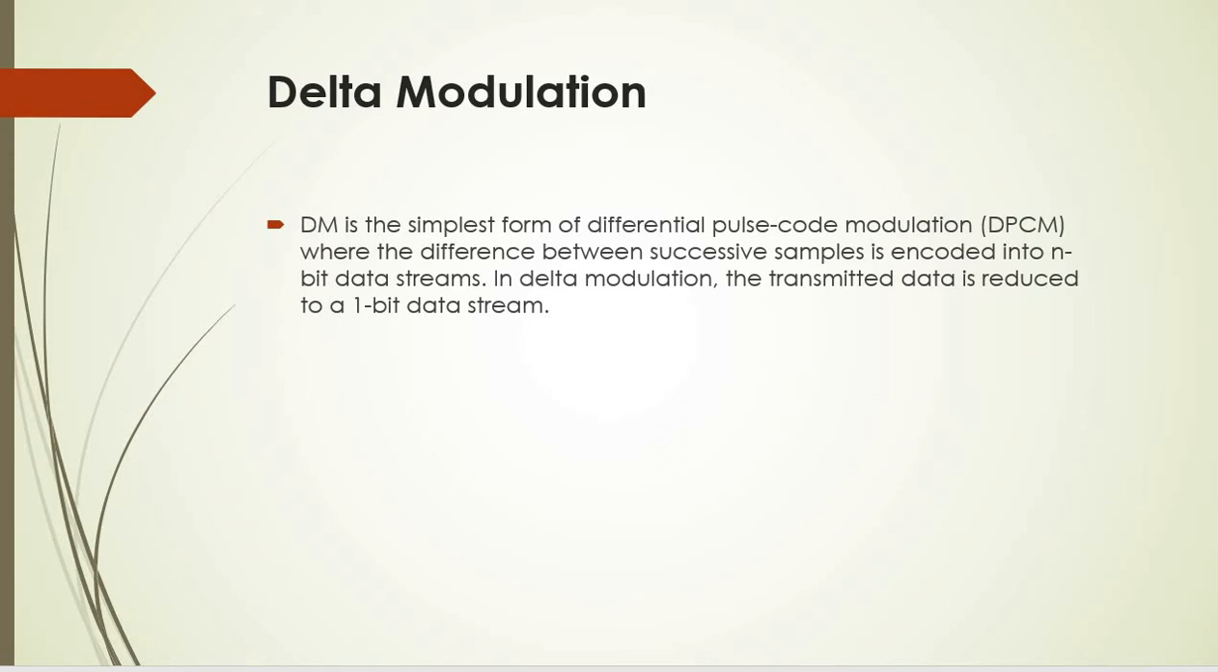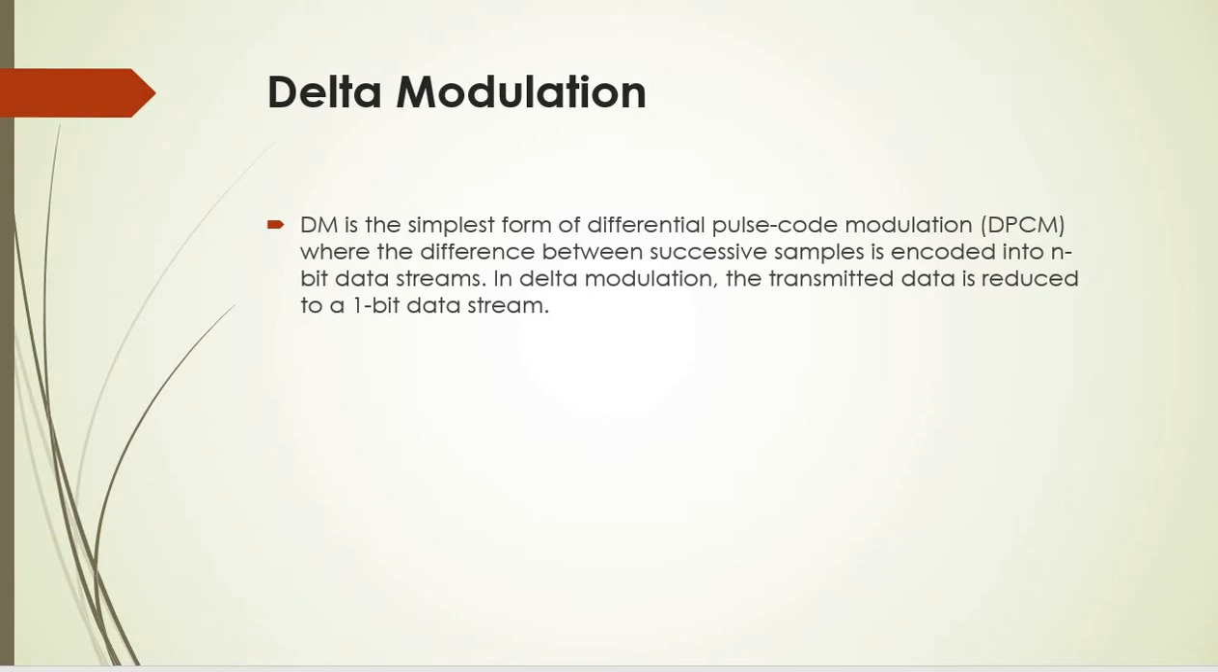So in this class we will discuss delta modulation. You know that in a pulse code modulation system, each sample is encoded using an n-bit data. That means a PCM system requires a much wider bandwidth compared to any other modulation schemes. So delta modulation is an alternative for this. That is, in delta modulation, a 1-bit data is transmitted. That is, each sample is represented by its 1-bit equivalent.